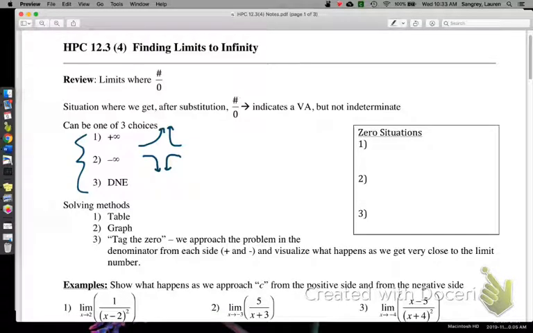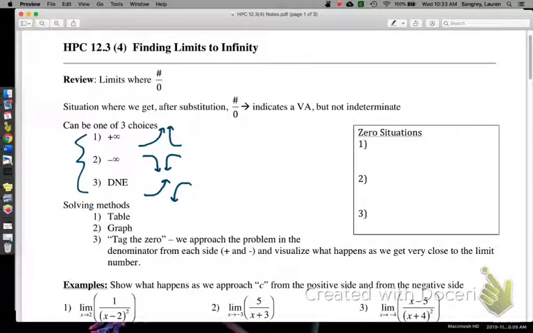So then if we were looking graphically at negative infinity, it would be that from the right and left side, we're going down forever. And then does not exist would be something funky happening, like maybe we're going up to infinity, but also down to infinity from the right and left side. So obviously, if it's not approaching the same thing from the right and the left, we say does not exist.